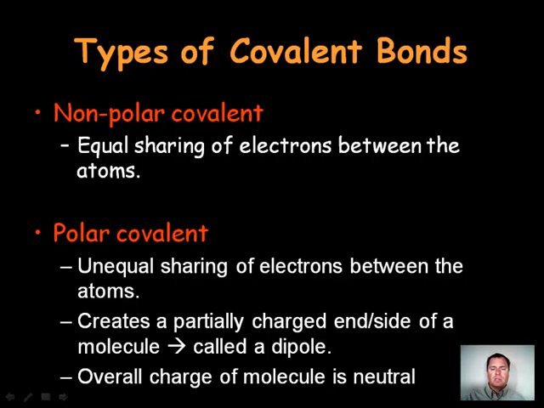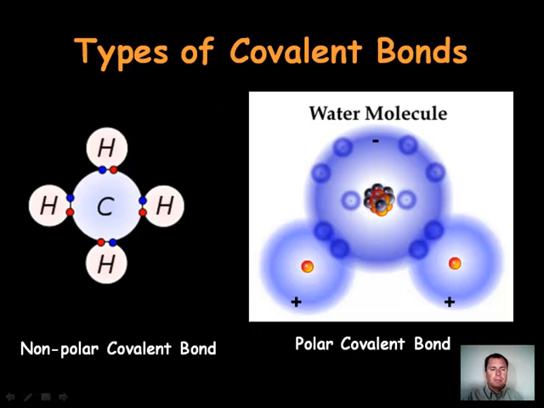Now overall, the molecule is a neutral charge. It doesn't have a charge overall, because the positive is equal to the negative. But the side that hogs the electrons more is going to be negative. The side that gets them pulled away is going to be positive because it doesn't have electrons. This is really important, especially when we start applying it to biology. Polar and nonpolar plays a big role in a lot of things that are going on in our body right now. So here's an example.